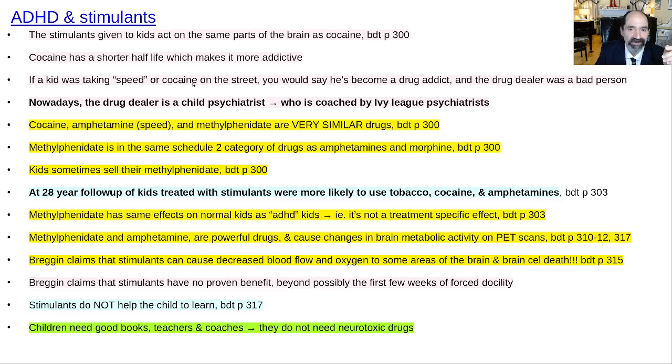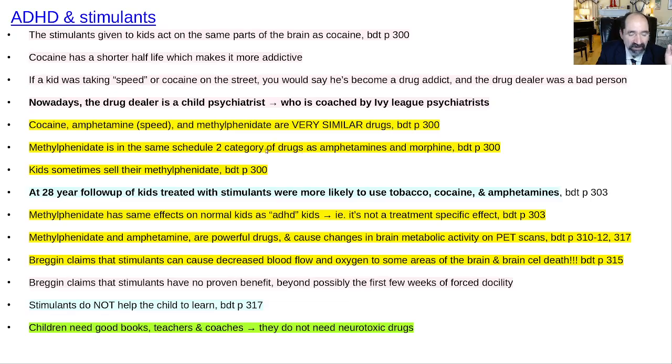Giving children a drug that's known to be very similar to cocaine and amphetamines. It's insane, okay? Imagine, I talked about the kids taking speed on the street. You would say he's become a drug addict and the drug dealer is a bad person. God. Okay, cocaine, amphetamine, speed, and methylphenidate are very similar drugs. I list the book right here, like BDT is Brain Disabling Treatments, and that's page 300. And for other spots there's a few other books I'm going to reference, and I'll list the page numbers too. So anybody who wants to, let's say you have a family member or a kid, this is being talked about, you can look this stuff up real fast.